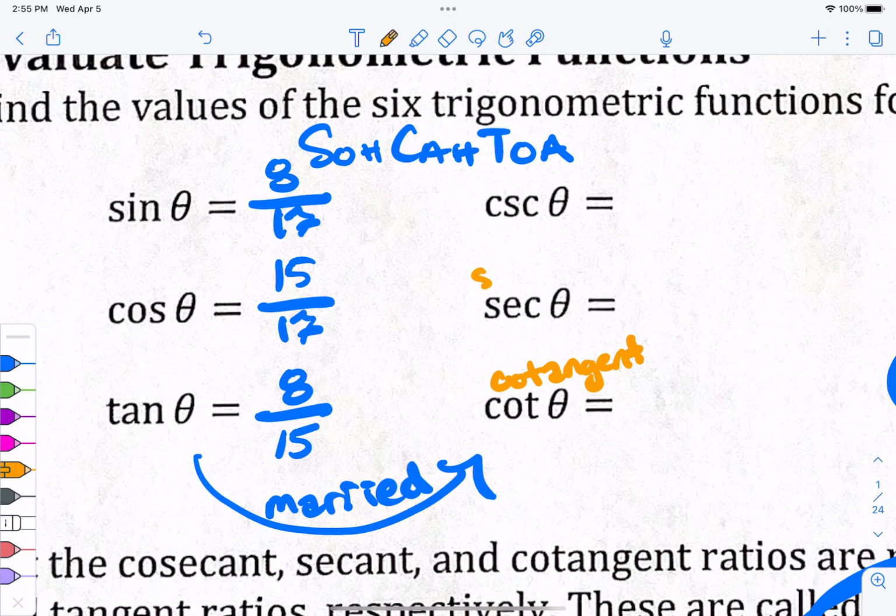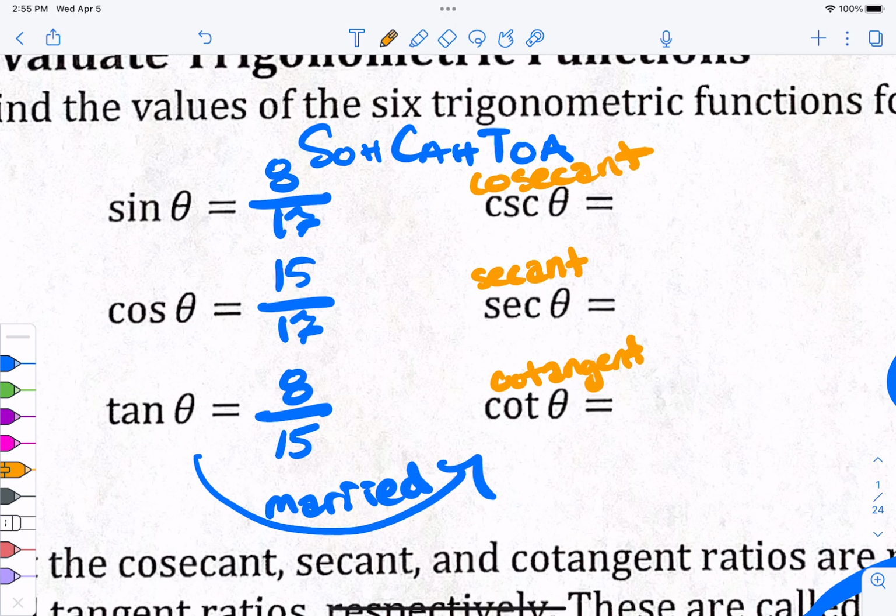This middle one is called secant, S-E-C-A-N-T, and this one is cosecant. That's what those guys stand for, and that's how they're abbreviated, okay? So cosecant, secant, and cotangent, got it? And they are married to the other ones.